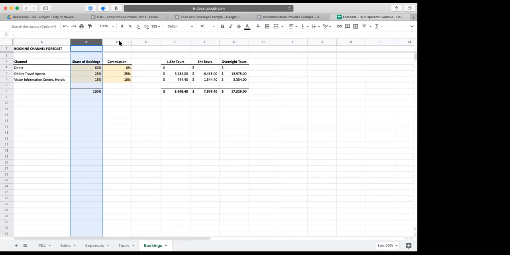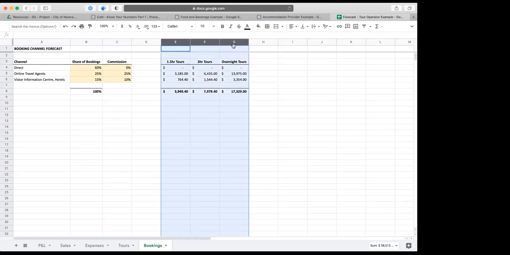So the commission for direct is obviously 0%, and we have set it to 25% for online travel agents and 10% for the visitor information center and hotels. And from this, the spreadsheet can calculate the commissions we will expect to pay across each of our tour types based on the tour bookings that we have modeled.